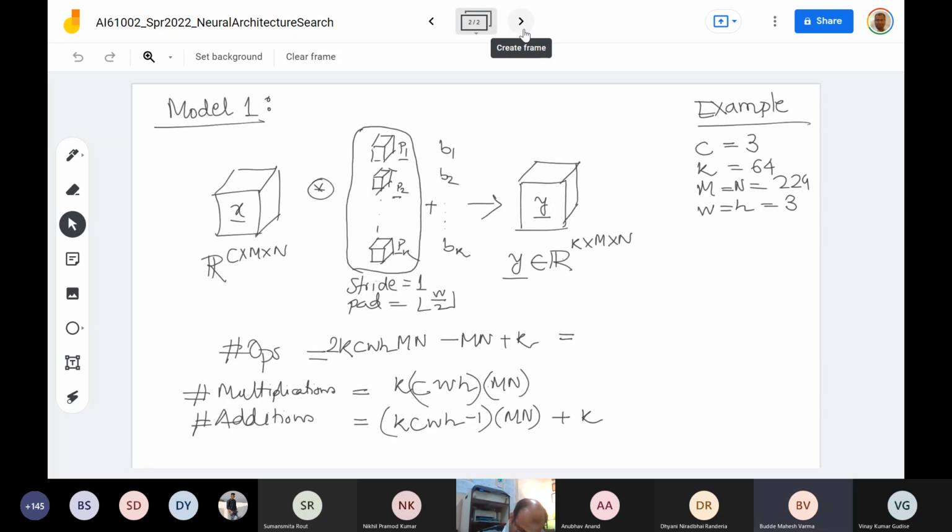I think here I wrote it wrong. It will be for each of them CWHMN and then there is a K, minus KMN, which is equal to KCWHMN minus KMN plus K. So please tell me, what is this value going to be?